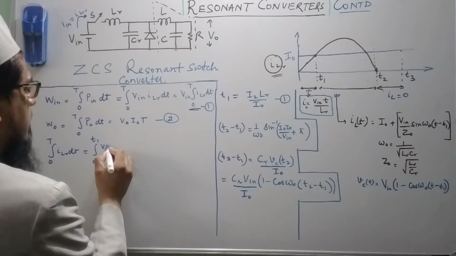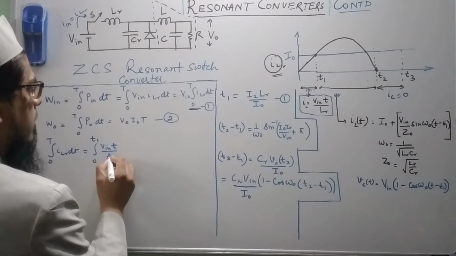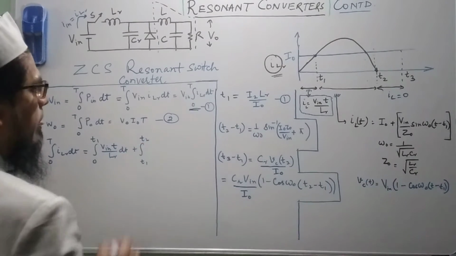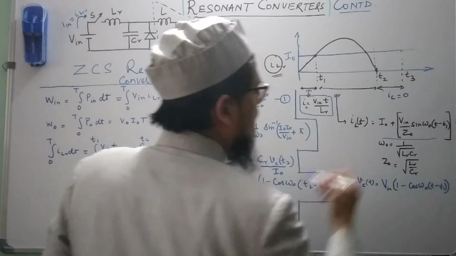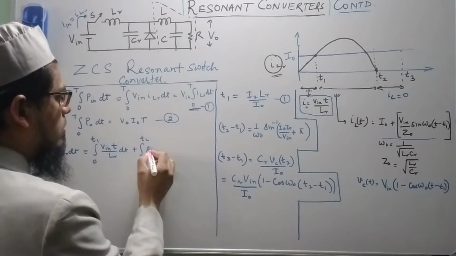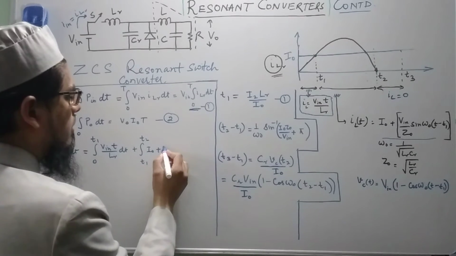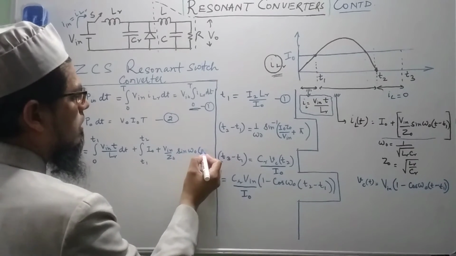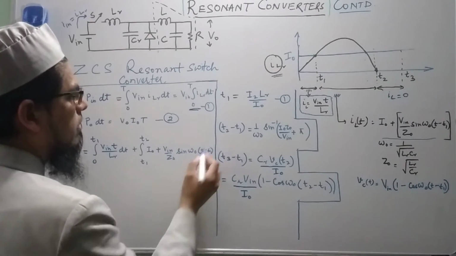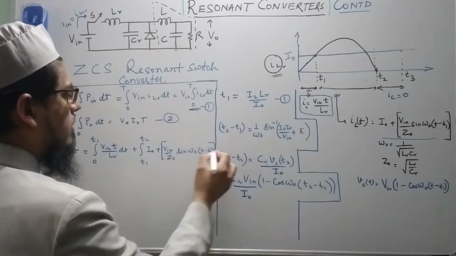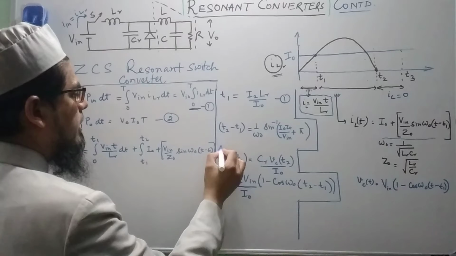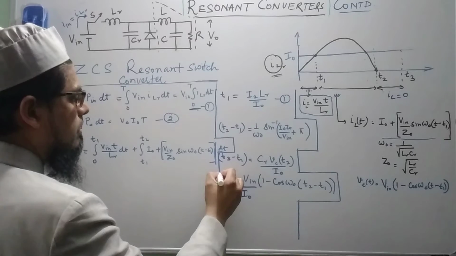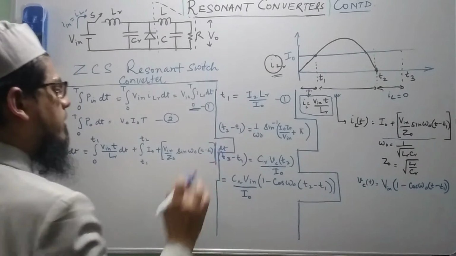So, Vin times t upon LR dt, plus from T1 to T2, this is the expression for the inductor current. So, this is I0 plus Vin by Z0 sin omega0 (t minus T1), times dt. So, let me take this inside. Okay.